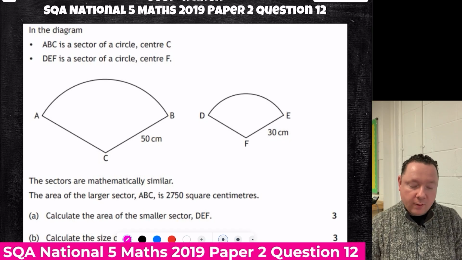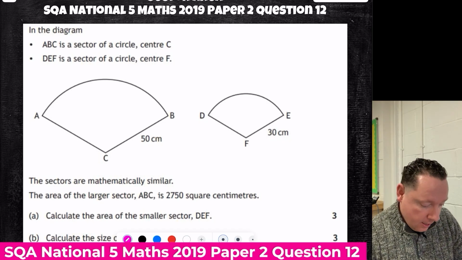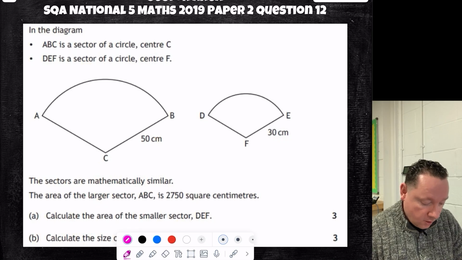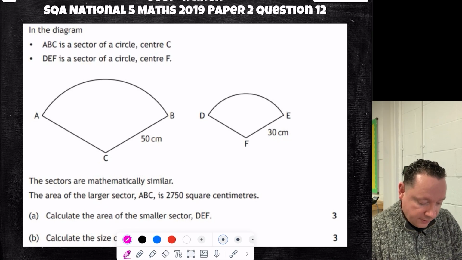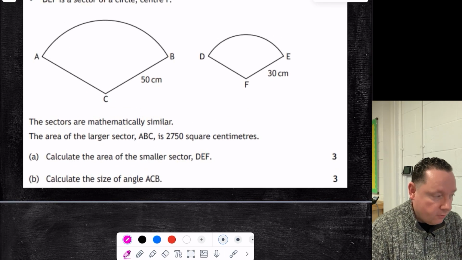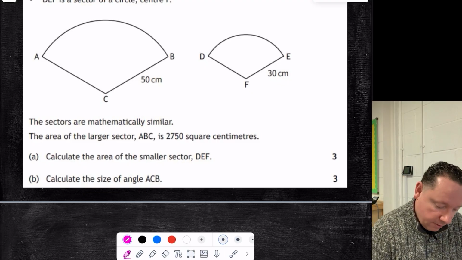SQA National 5 Maths 2019 Paper 2 Question 13 on sector area and similarity. It says in the diagram the sector ABC is a sector of a circle with centre C, and DEF is a sector of a circle with centre F. The sectors are mathematically similar. It says the area of the larger sector is 2750. Find the area of the small sector. So we're using area scale factor. So we need to find the linear scale factor first and then find the area scale factor.